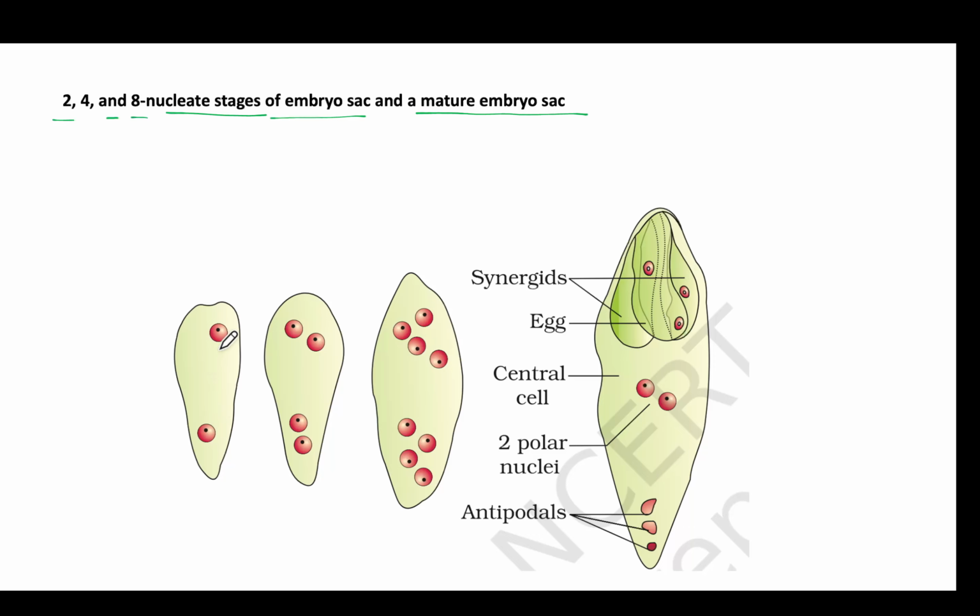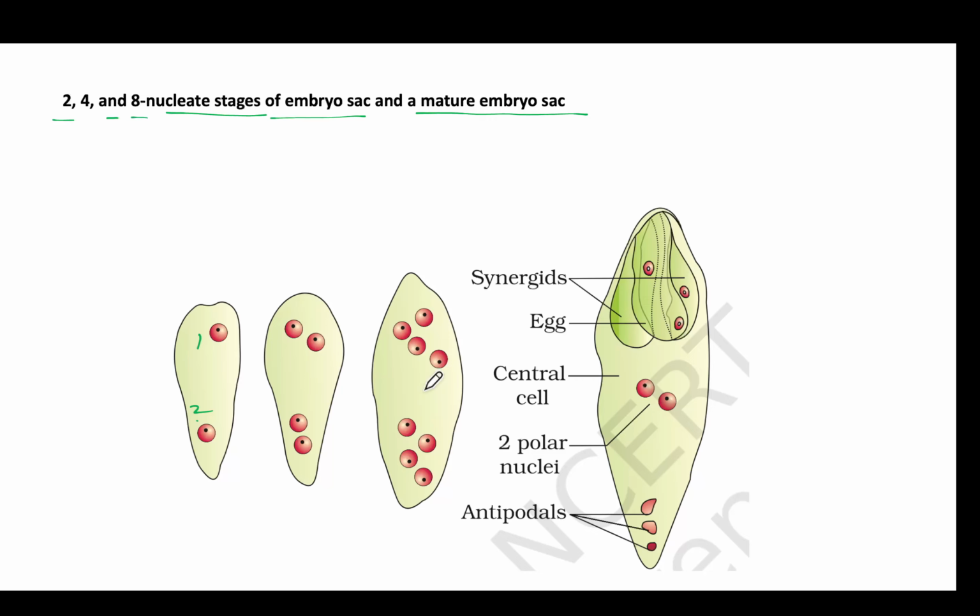Now this is the 2, 4 and 8 nucleate stage of the embryo sac, and a mature embryo sac. So think about it. This is the first mitotic division, so here 2 cells form. Now again 4 cells will form, and then ultimately 8 cells will form. Clear? Now these cells will arrange themselves in the embryo sac. They are not randomly present. In the beginning they are randomly present, but after some time they will arrange themselves properly at a different end.